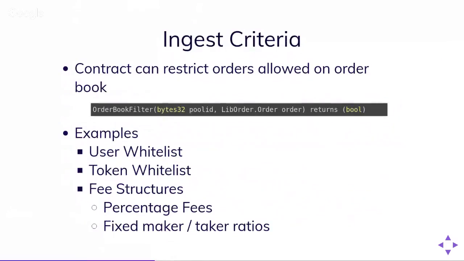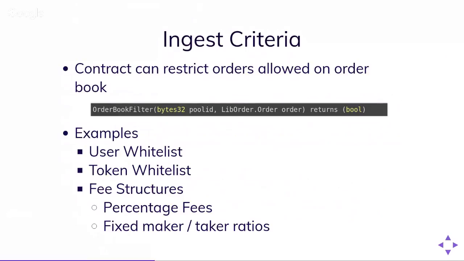The second parameter that each pool can control is their ingest criteria. What this means is contracts can restrict what orders will be allowed onto an order book. So each pool can give us a contract, an Ethereum contract. And when we receive an order that's submitted to a particular pool, we will check that order against the contract that was specified for that pool by calling an order book filter function where we pass in the pool ID and the 0x order, and it will return either true if we are allowed to include that order in the order book, or false if we should not include that order in the order book.